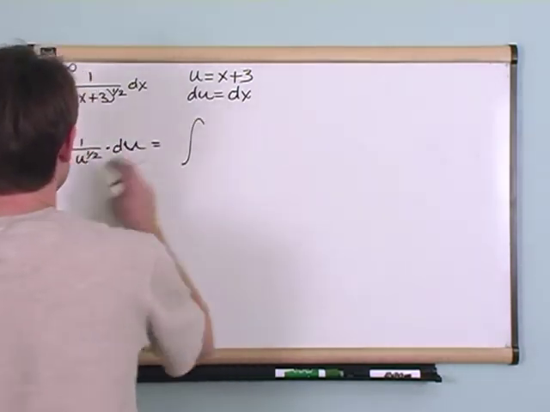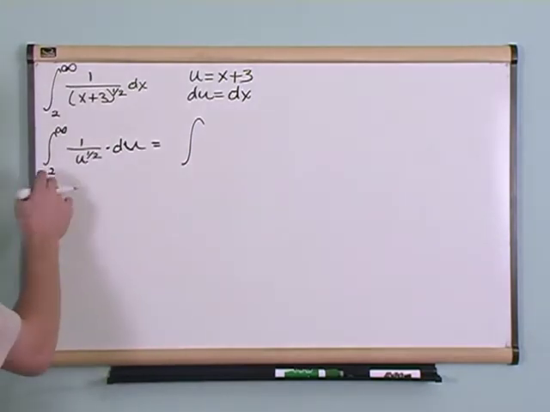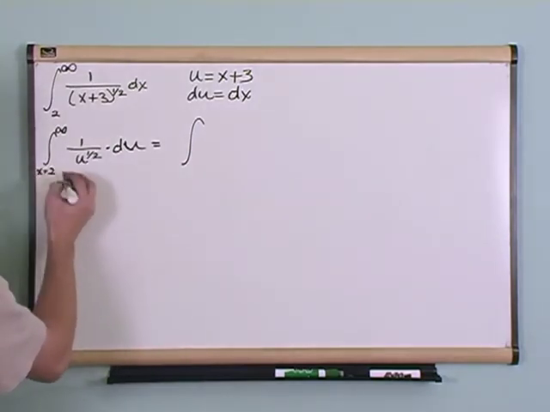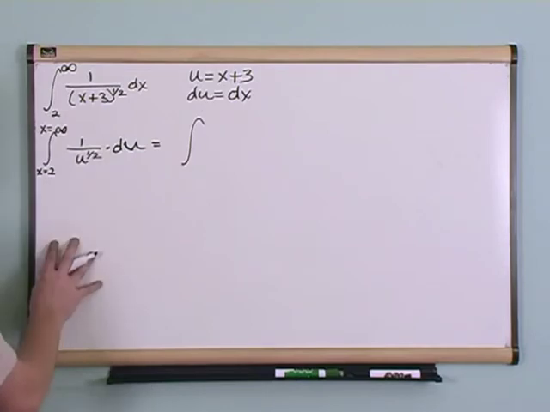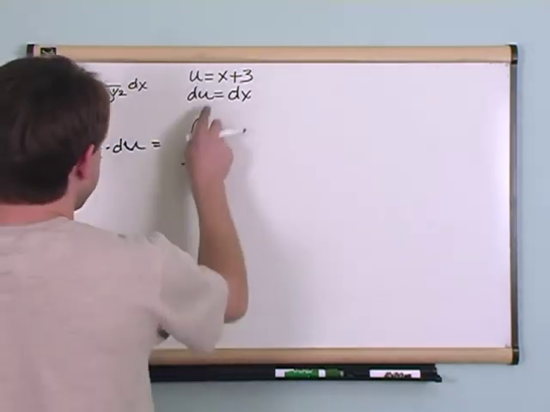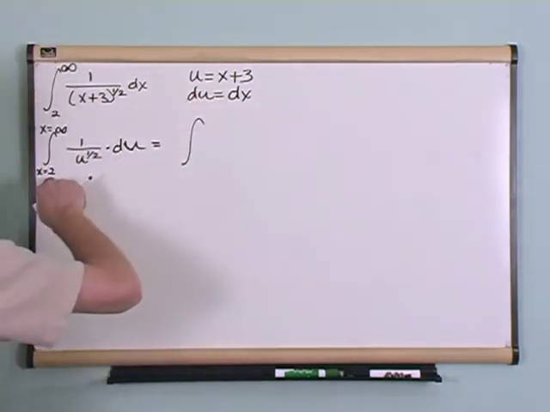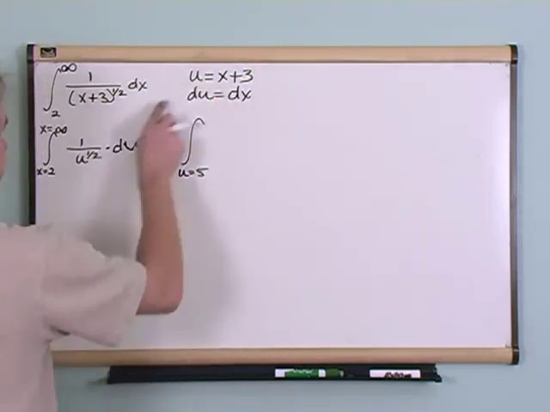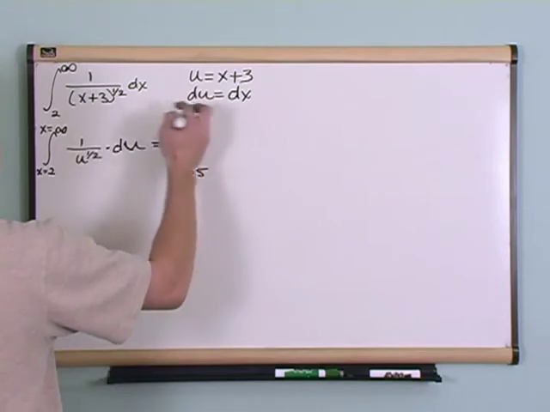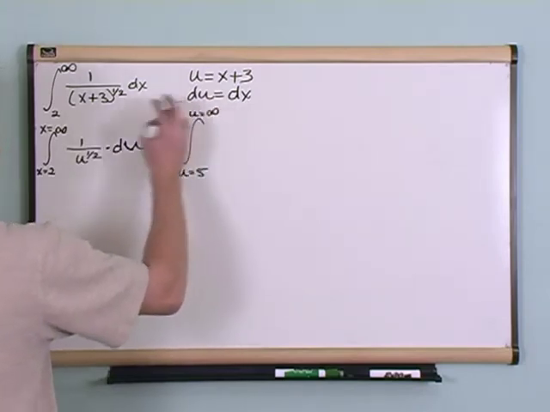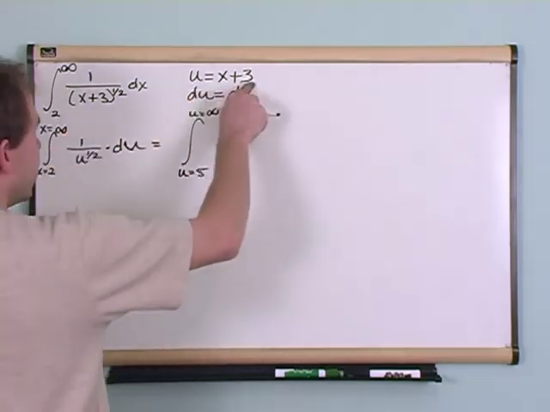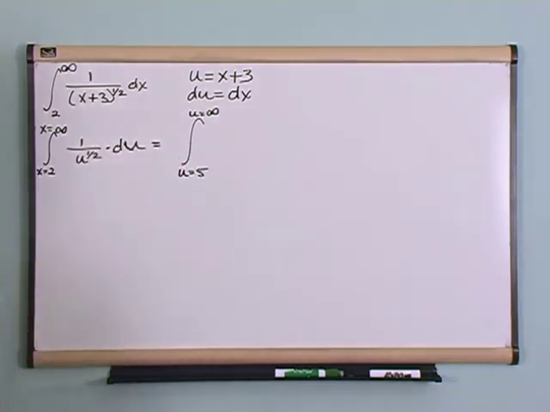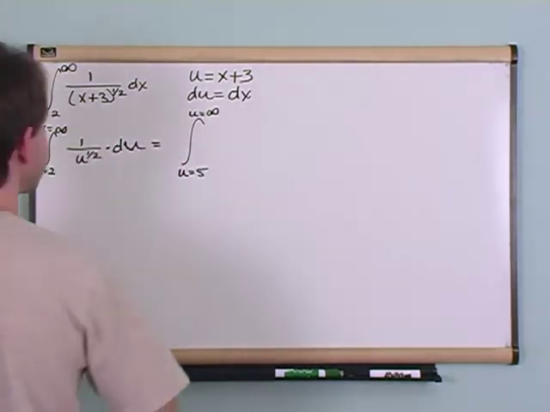But don't forget that over here, these limits were in terms of x equals 2 and x equals infinity. So to actually pull it off, you need to convert to u. If you put 2 into this, then over here you'll have u is equal to 5, because 2 plus 3 gives you 5. And over here you'll have u is equal to, again, infinity, because if you plug infinity in, you'll get infinity plus 3, which is just simply a slightly bigger version of infinity. So you just put infinity there.